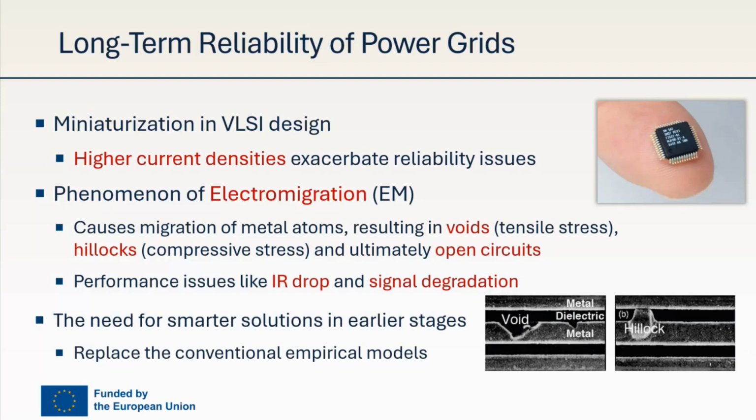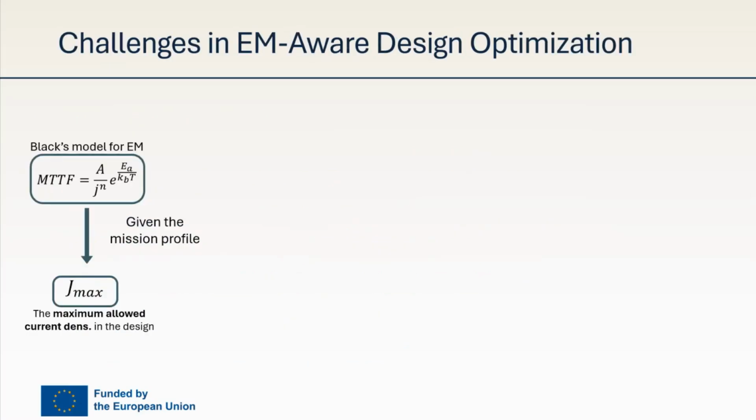Traditionally, designers relied on empirical models to estimate electromigration effects. However, with the increasing complexity of modern circuits, we need more precise, maybe physics-based solutions integrated early in the design flow. And what exactly are the problems with the traditional approaches? In order to explain this, we are going to need to go back to how electromigration assessment is performed inside the interconnects and power grids.